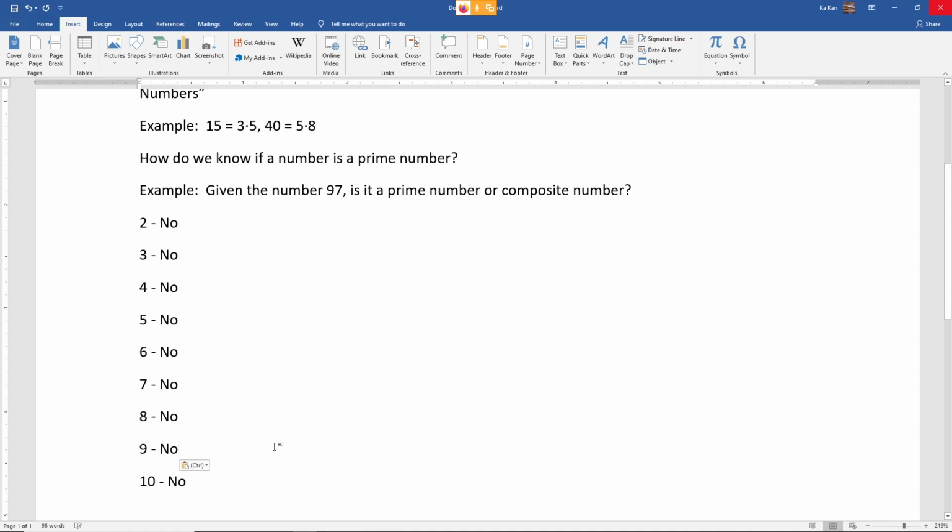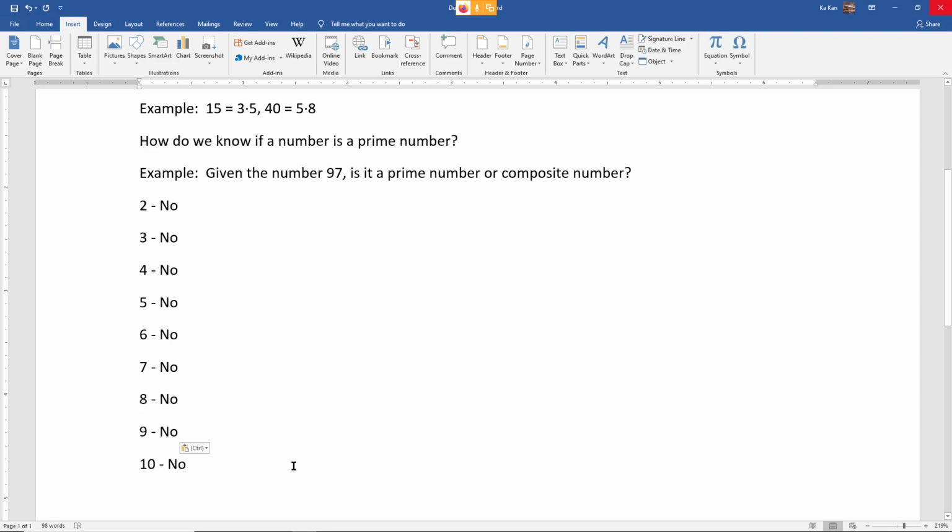So you're like, well, when do I stop? Do I keep going to 11, 12? Well, here's the thing. Think about this, right? Every number you have listed here cannot go into 97. So the next number is 11. And since no number before 11 can go into 97, the best you can do is 11 times 11.